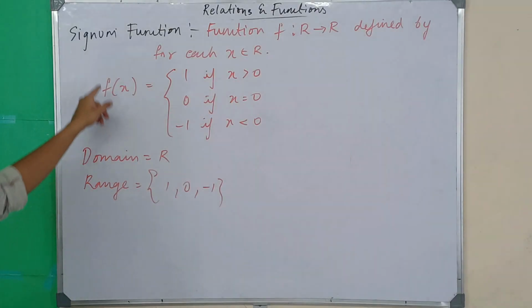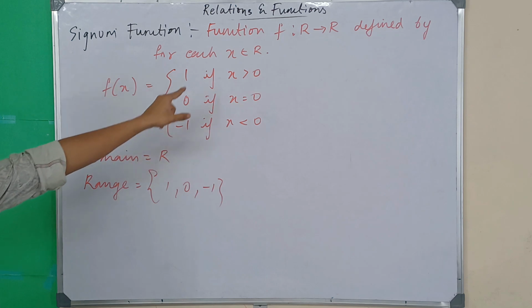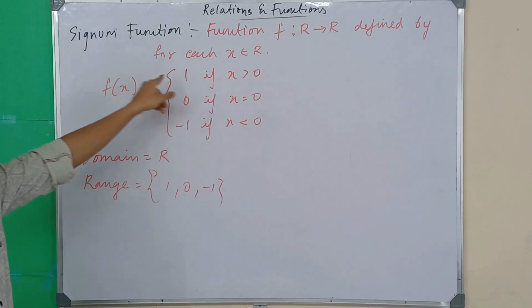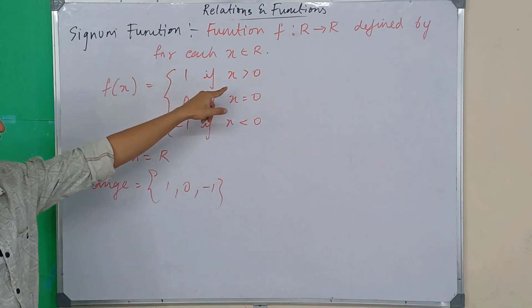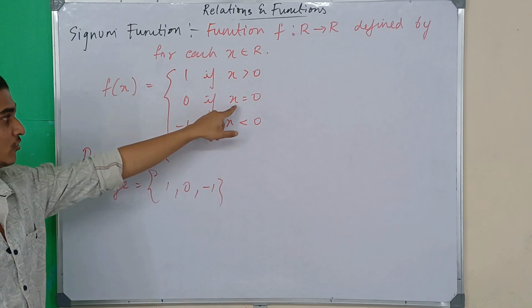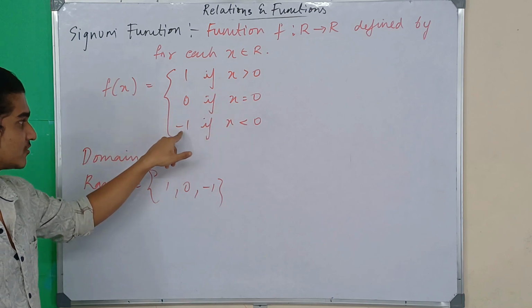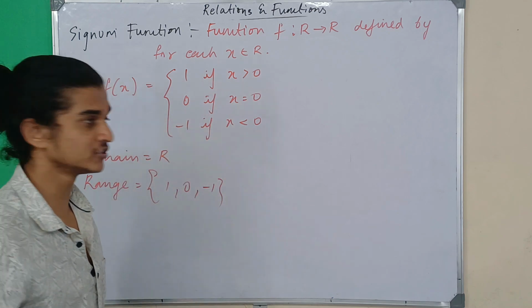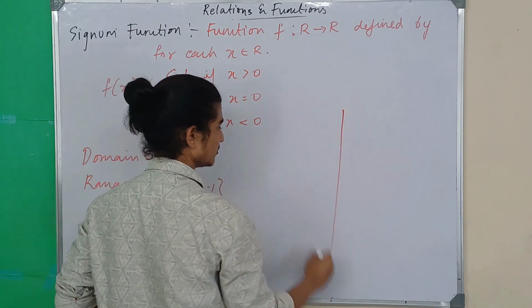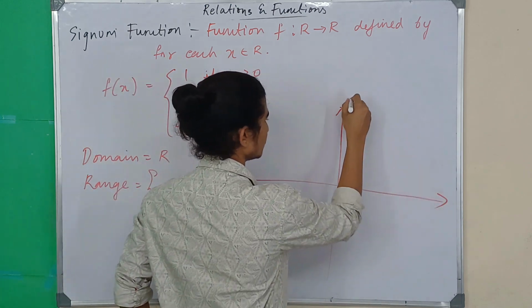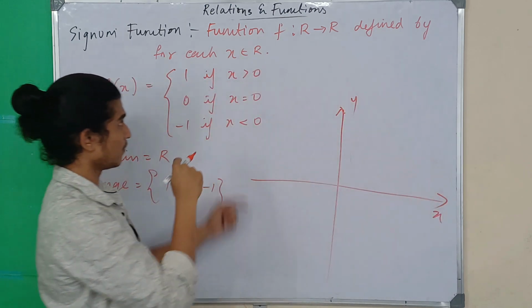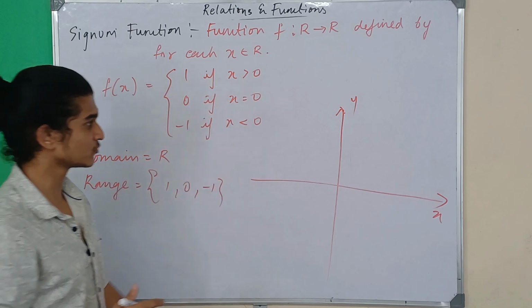The next type of function is the signum function. This function is defined like this: function from R to R defined by f of x equal to 1 if x is positive, 0 if x is 0, and minus 1 if x is negative. So this looks in the graph something like this. If you put any positive value, the answer is going to be 1.